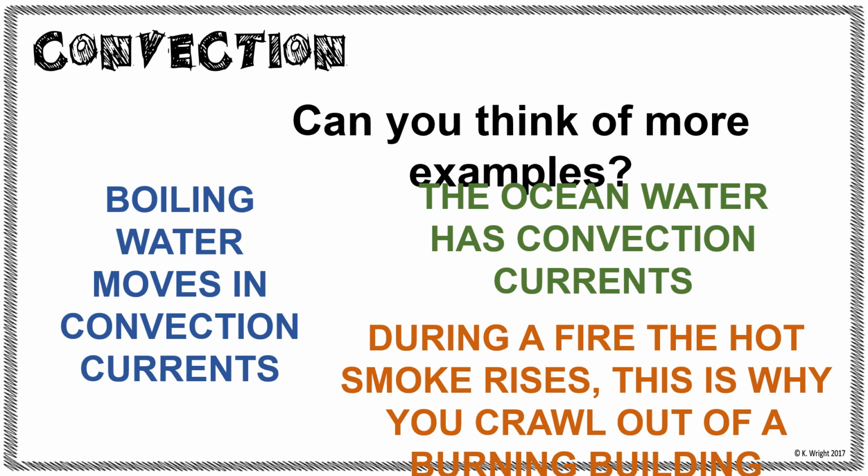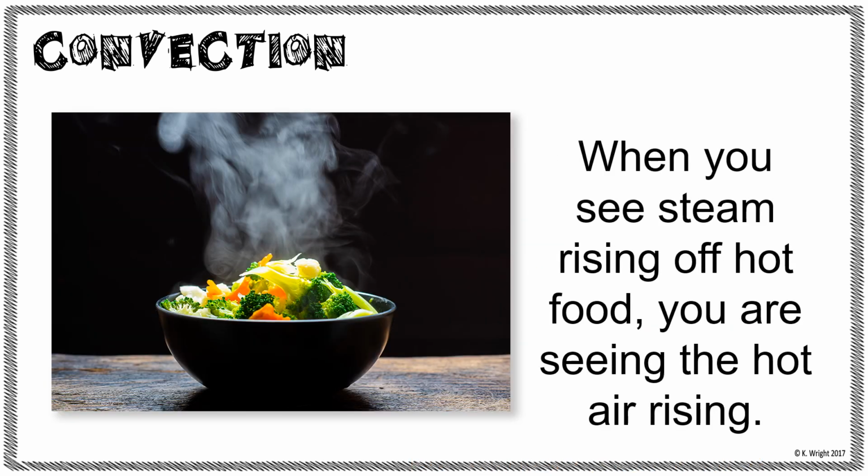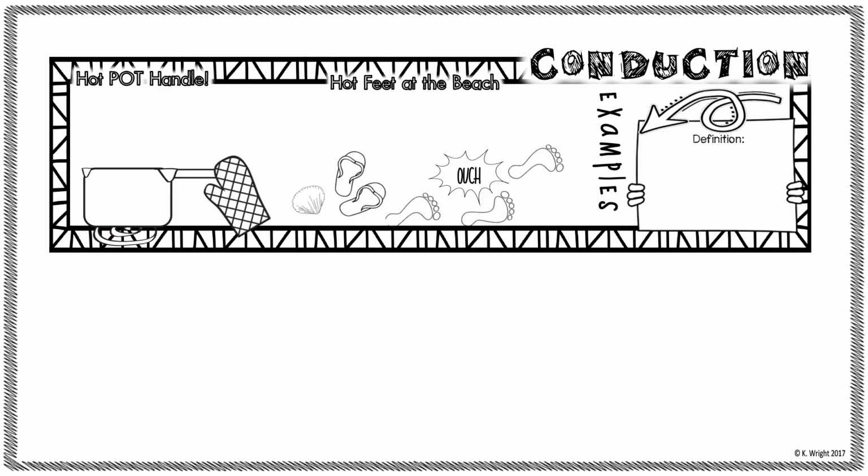And then, of course, we're going to learn more later, the ocean water has its own convection currents that cause the oceans to move constantly, with our surface currents and our deep ocean currents. When you see steam rising off hot food, what you're seeing is that hot air rising. When it gets high enough, it's going to start cooling off and you're not going to see it anymore. All right, hopefully everything is filled in for convection. If it is, you are ready to move on to conduction.